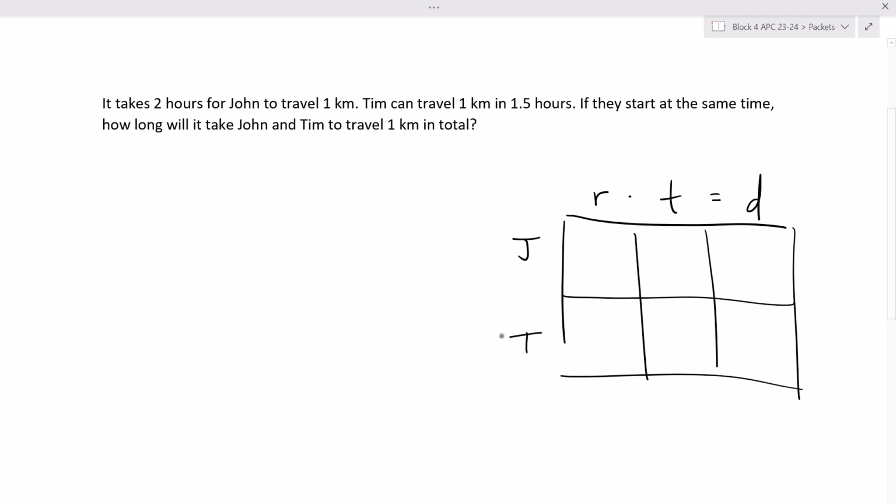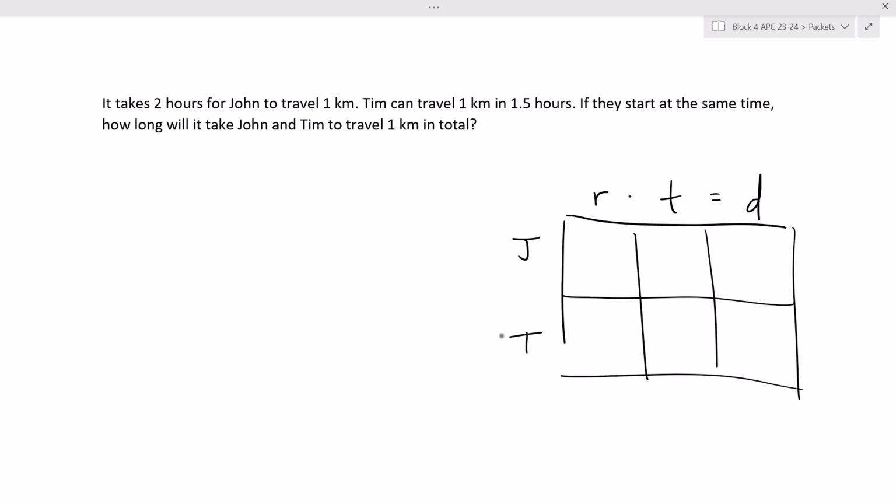Okay, so there's going to be some surprises here. Like when it says 2 hours for John to travel 1 kilometer, I'm not going to put 2 for time and 1 for distance. I'm not going to do that. So the question's asking something else. They're traveling 1 kilometer in total. So I don't know what his distance is. I don't know what his distance is either. But I know that in the end, these two will equal, but add to one.